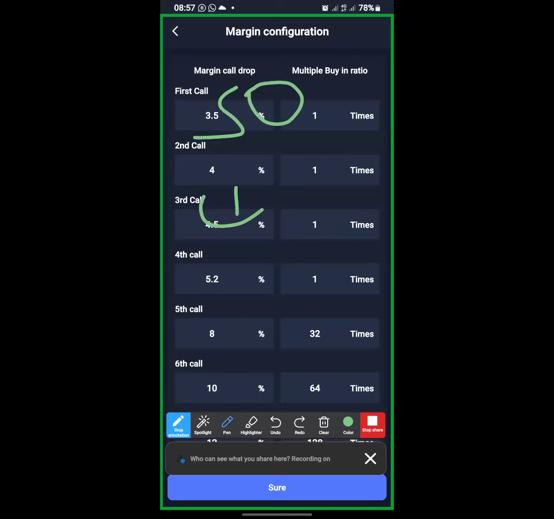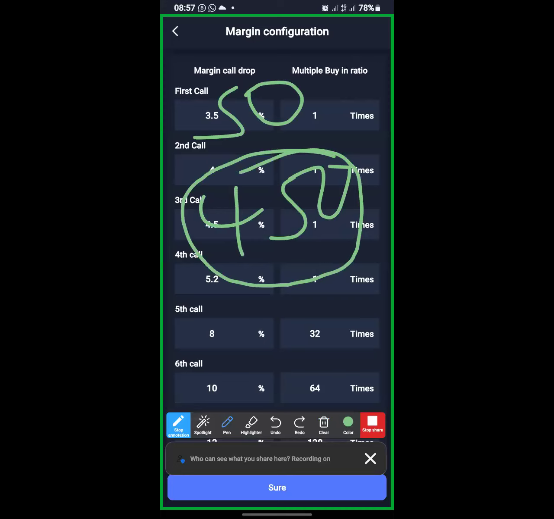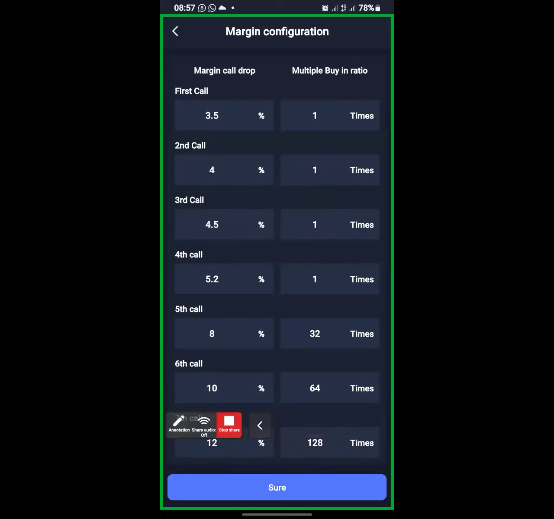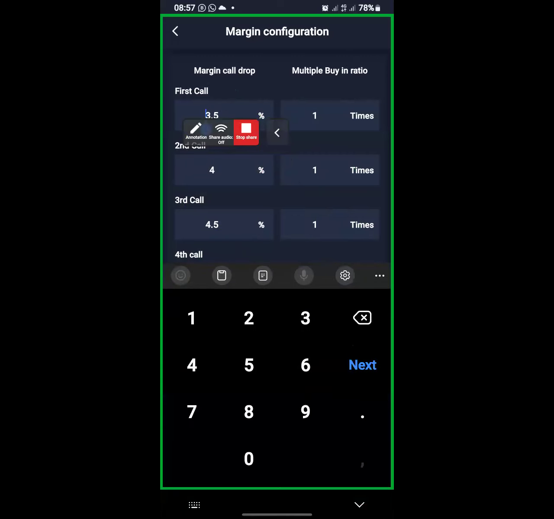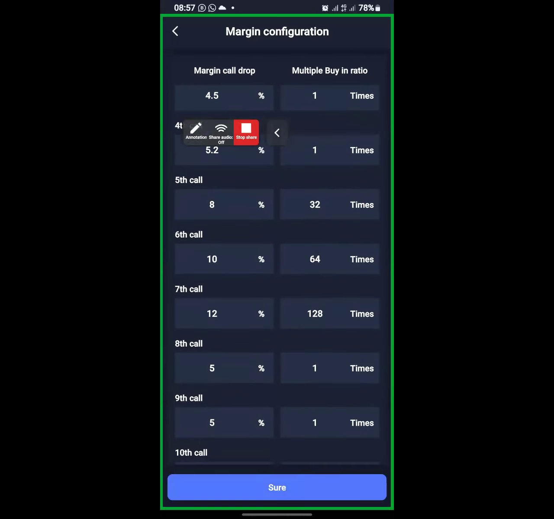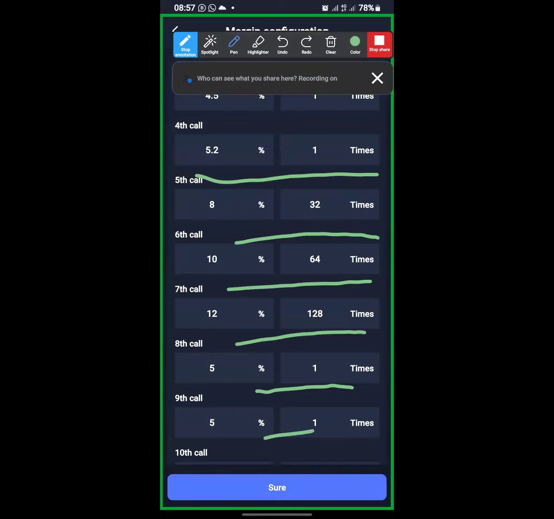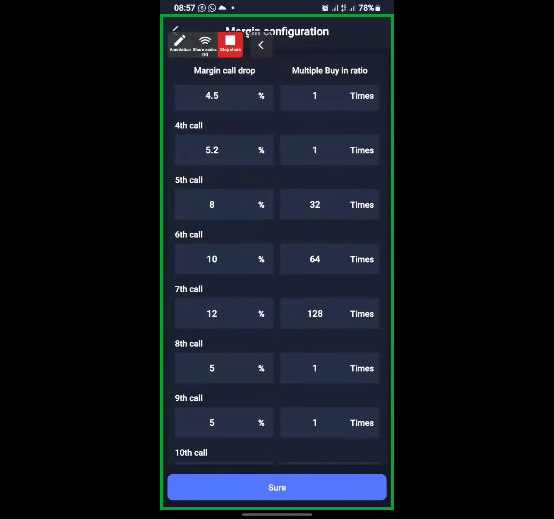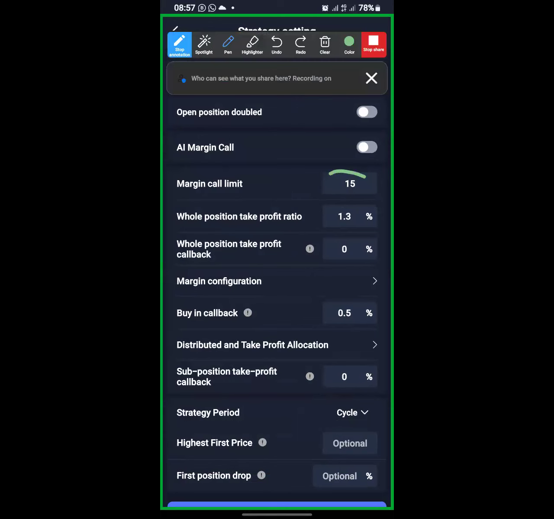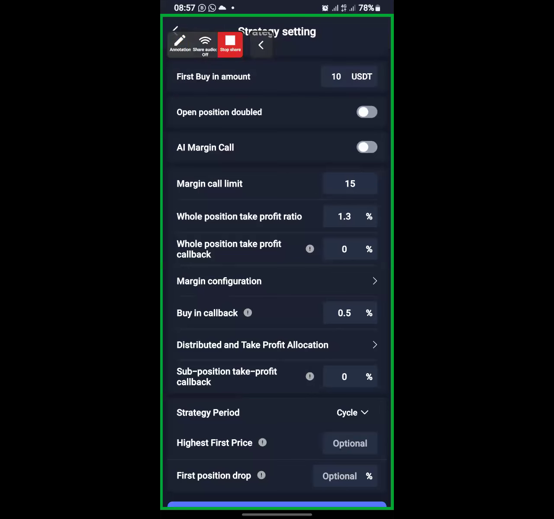I'm remaining with 450. So I need this 450, that's about 90% of my capital, to be exposed on the sub positions here, because this is where the money is. If I've said 15 margin calls, and the first 4 margin calls are covered, that means I'm remaining with 11 margin calls. So how am I going to do that?